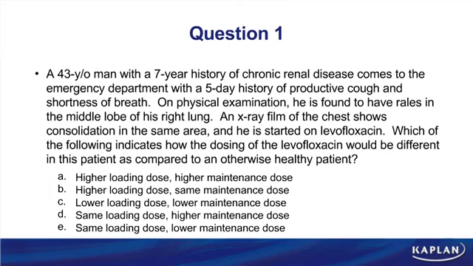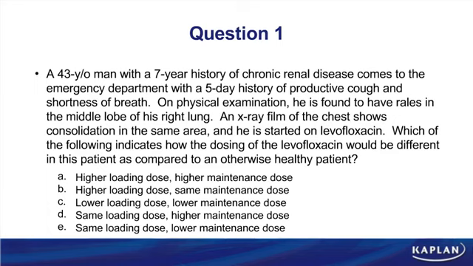In this question, we've got a 43-year-old man. It's really important to notice that he has a 7-year history of chronic renal disease. And that's really the key. We notice that we have a patient with chronic renal disease. He started on the drug levofloxacin. And really what we want to know in this question is how is the dosing of this drug going to be different in a patient with chronic renal disease compared to an otherwise healthy patient.